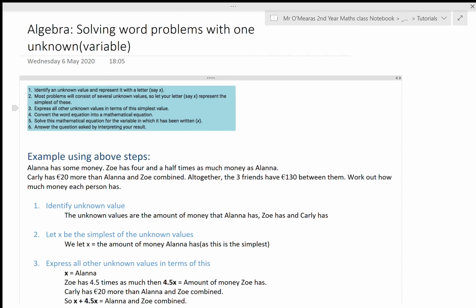combined with step number 2, where basically most problems will consist of several unknown values. So let your letter represent the simplest of these. Okay, and you'll see how that makes sense when we look at the problem in a short while. When you have that done, then you express all other unknown values in terms of this value, convert the word equation into a maths equation, then solve it, then answer the question.